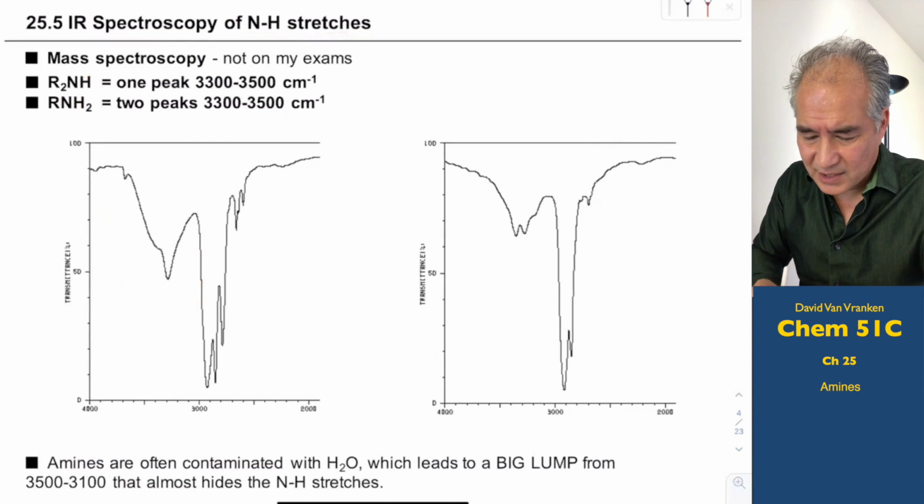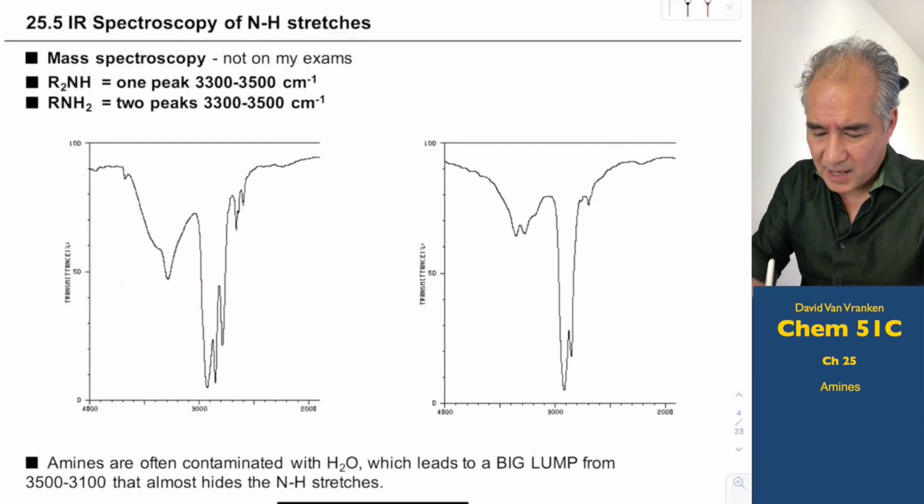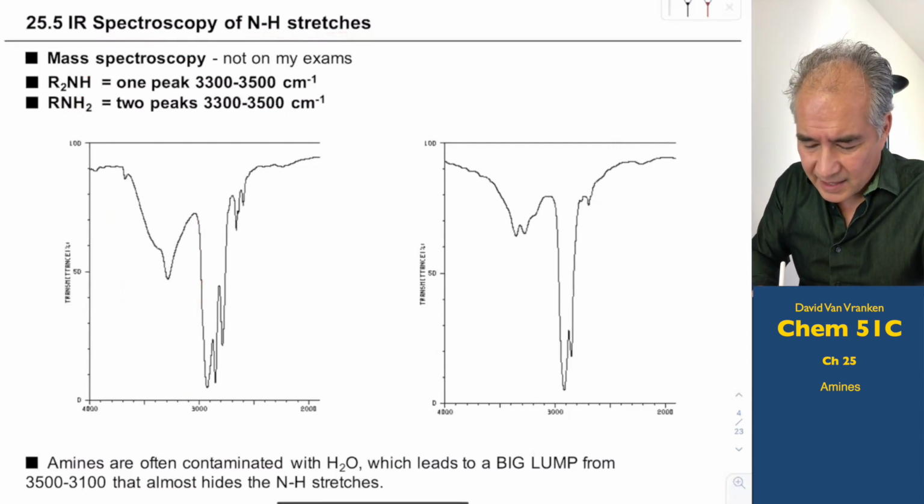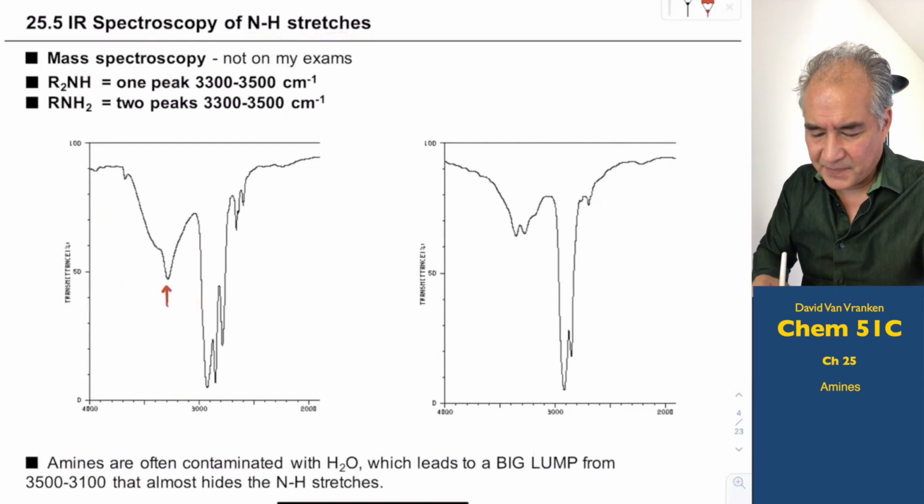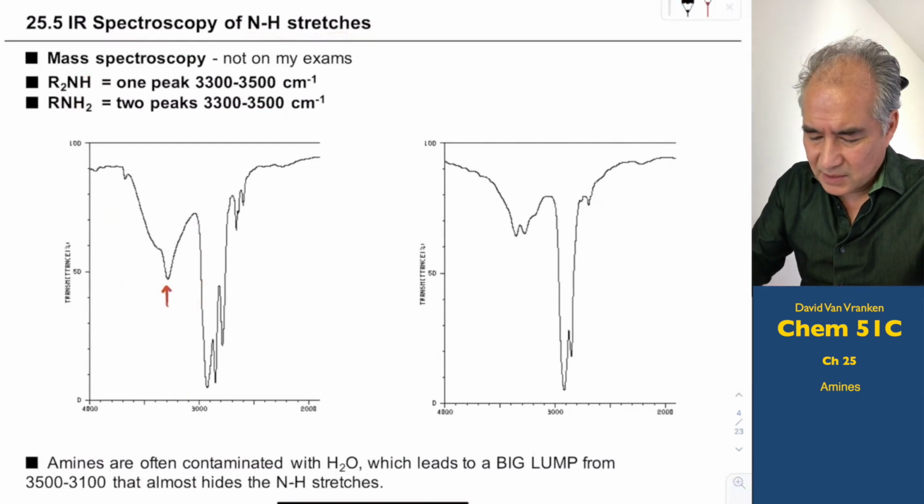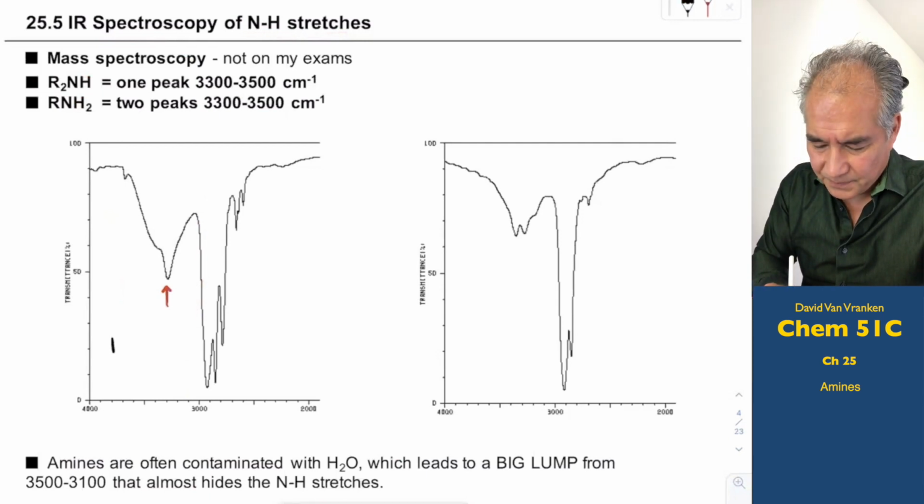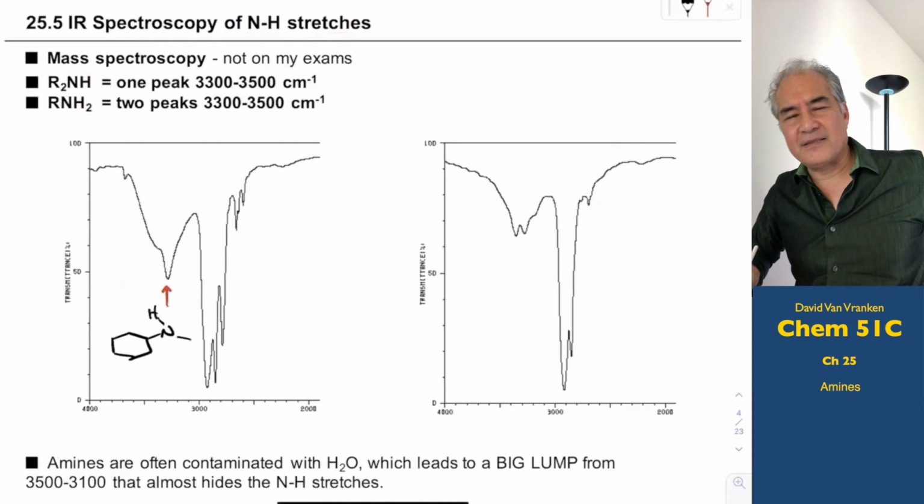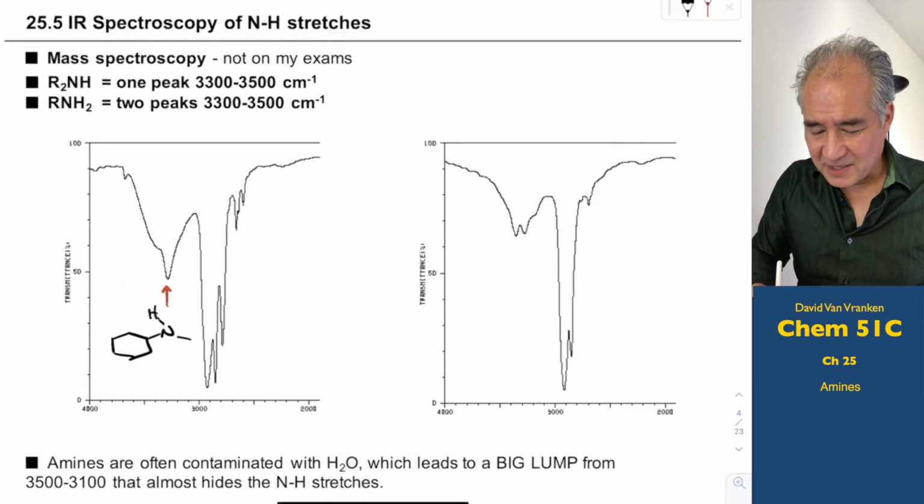But NH stretches. So here's an example of a molecule that has a single NH stretching mode. That's this peak right here, that little pointy blip there. And this turns out to correspond to this molecule. And that has a single NH. And if I look at other alkylamines that have a single NH, you're going to see that one little blip there.